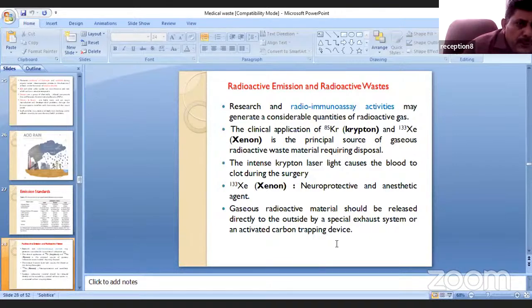Then next, another pollutant, especially radioactive chemicals, which are also a major part of biomedical waste and should be eliminated very carefully before disposing of the medical waste. They are generated only from research areas and radioimmunoassay activities of any medical laboratory. They dispose of that much quantity of radioactive chemicals into the surrounding ecosystem. Most of the radioactive chemicals are released as radioactive gas, especially krypton and xenon. Krypton, Kr, and Xe, that is the symbol of xenon.